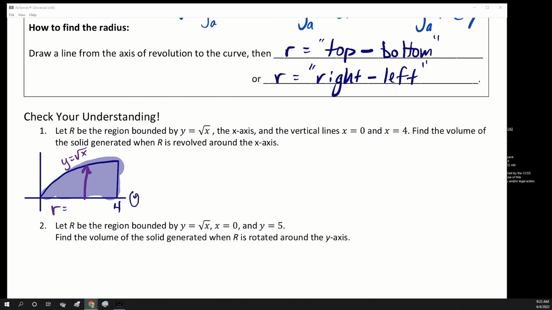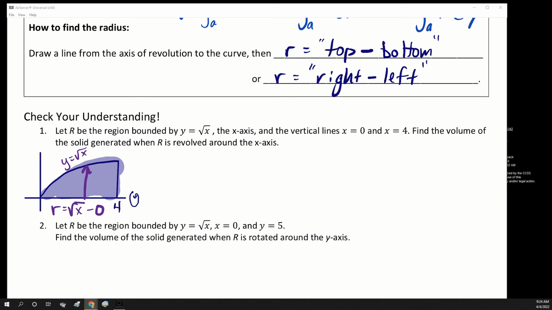All right. So with this type of revolution, we're going to do the top minus the bottom. So the top here is the square root of x. That's what y is at the top. What is y at the bottom? 0. So in this case, it's not really necessary, but I'm getting you ready for what we have to do next.